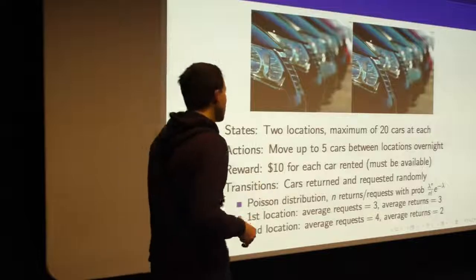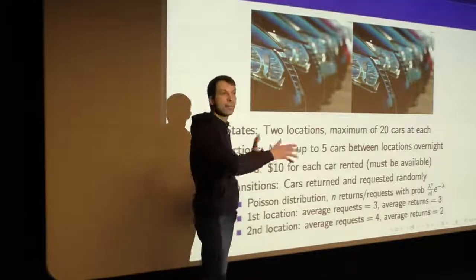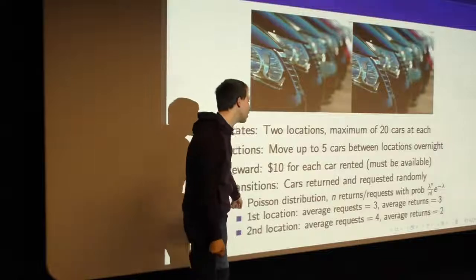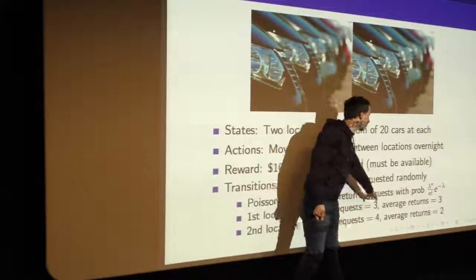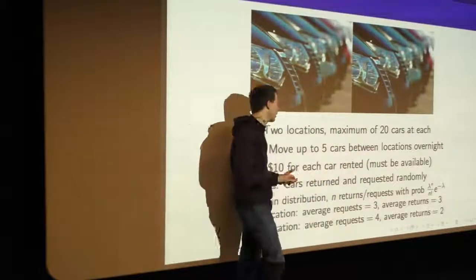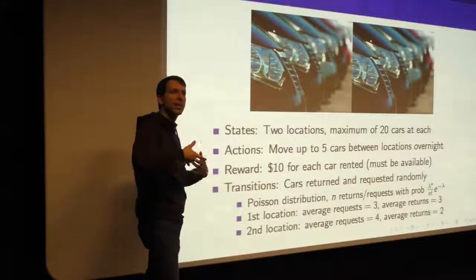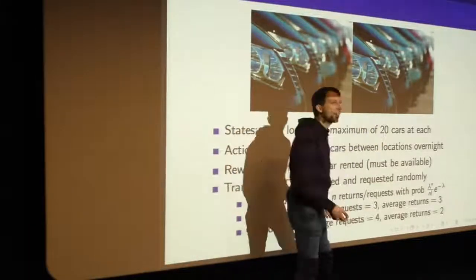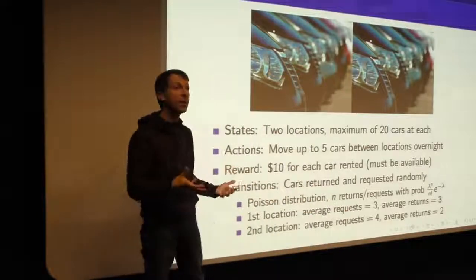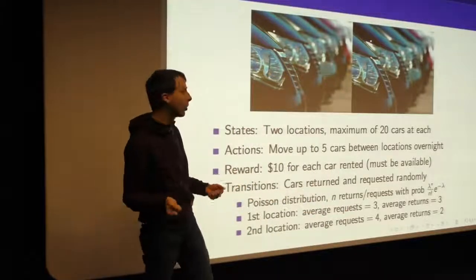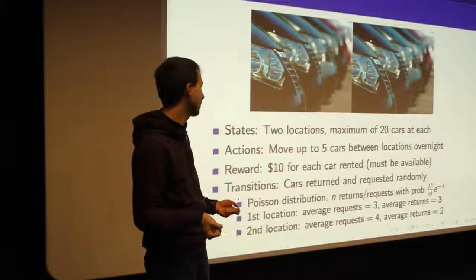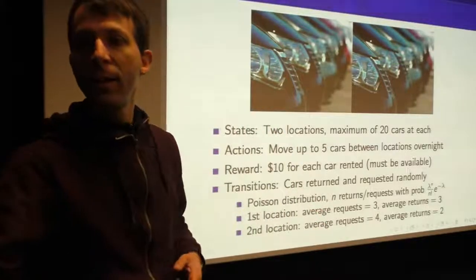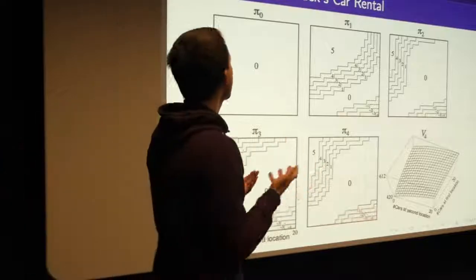I don't want to get into the details of it. There's some Poisson distribution determining this random process in the example. But roughly speaking, the main point is that one location gets the same number of requests and returns. The return rate is the same as the request rate. It's a random process, but with the same rate. But the other one gets more requests than it does returns. So the second location is typically going to be short of cars if you don't shift things over, because it gets more requests for cars than people are actually returning. Okay?